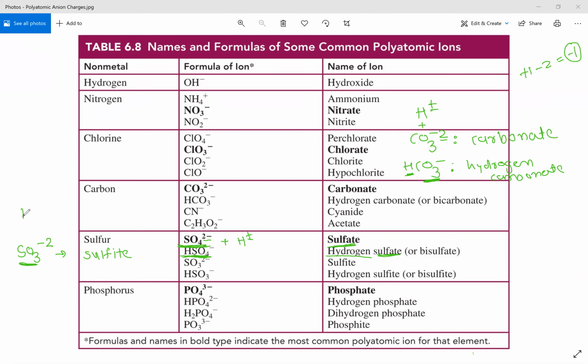And now if I add H plus into this, what is it going to become? HSO3. Again, it's going to have -1 charge. And when you have this, depending on this SO3, you can call it a sulfite, which you already learned. If you have SO3, it's going to be called sulfite. However, you also have hydrogen with it. So you're going to call it hydrogen sulfite. That's what you have here.